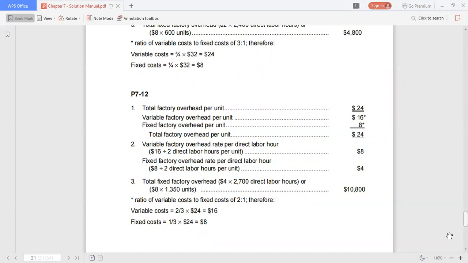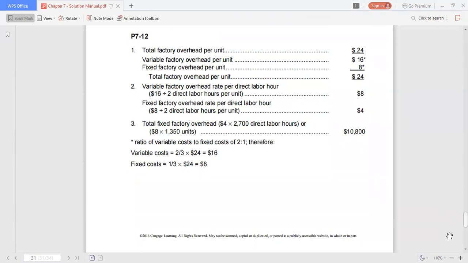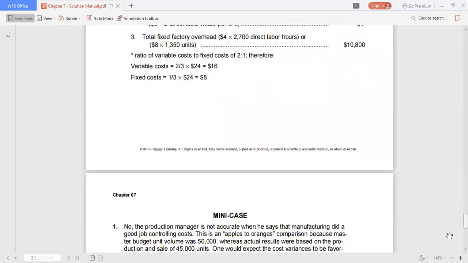And the requirement in number 3, total fixed factory overhead based on normal capacity. So we have the total fixed factory overhead of 4 times 2,700 direct labor hours, or 8 times 1,350 units, or 10,800. Now we go to the mini case in here in the problem.